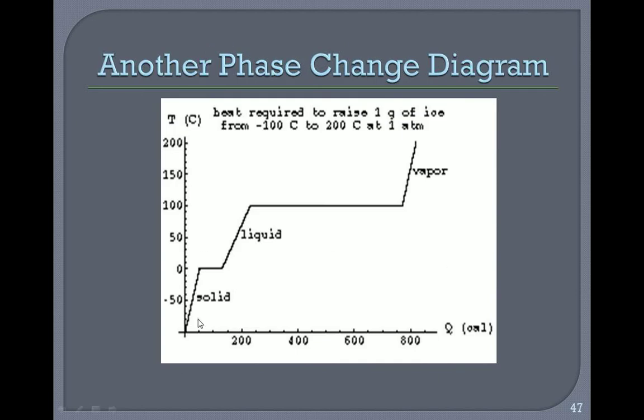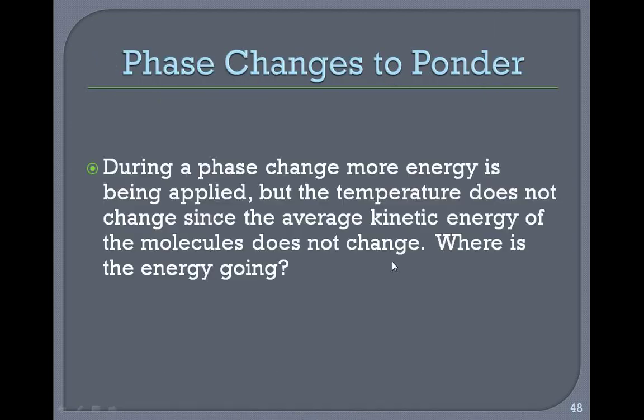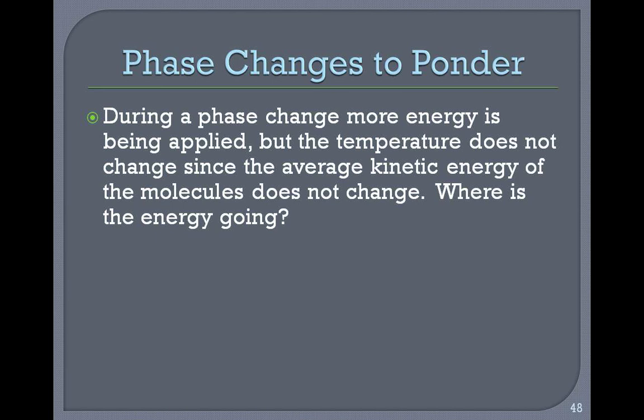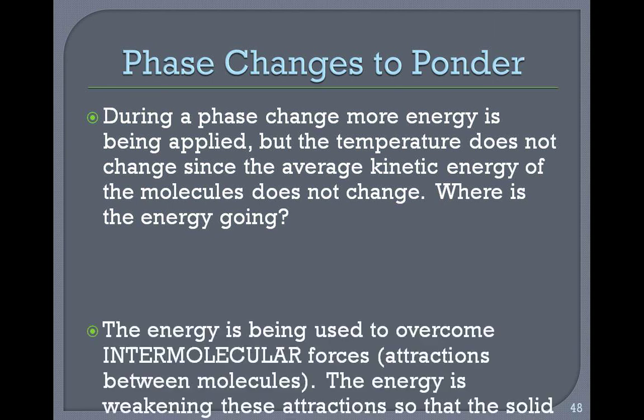Here's another phase change diagram. This one is for water. You can see that water melts at 0 degrees Celsius and it boils at 100 degrees Celsius. And we got the solid, the liquid, and the vapor, or you can say gas. So during a phase change, more energy is being applied, but the temperature does not change, since the average kinetic energy of the molecules does not change.